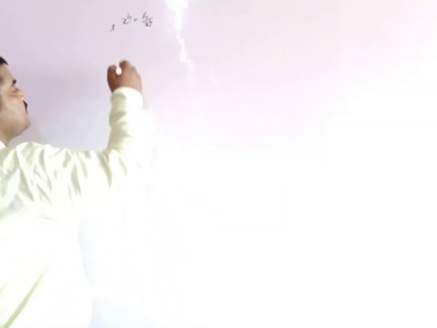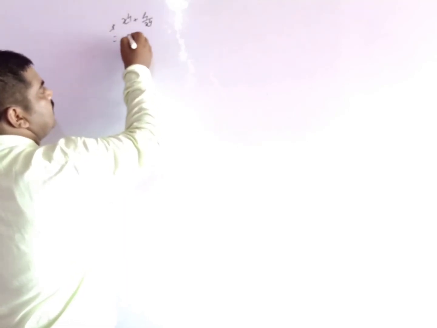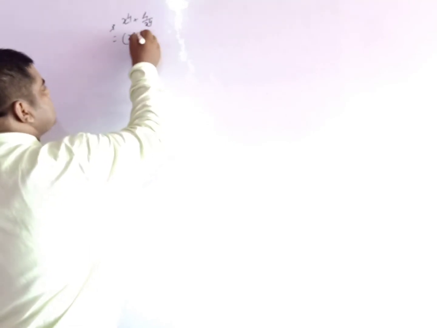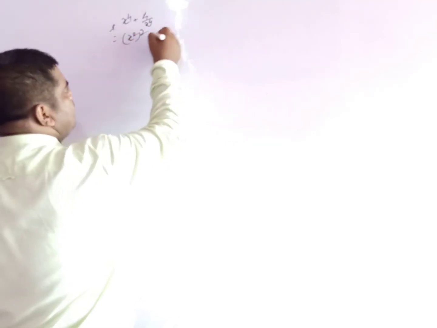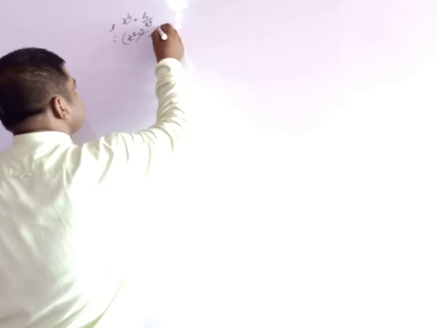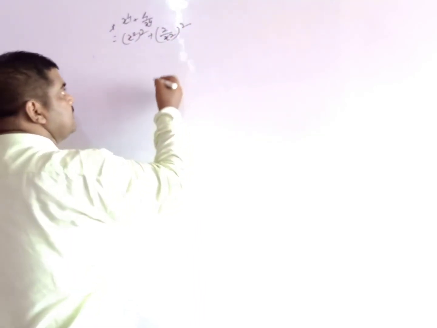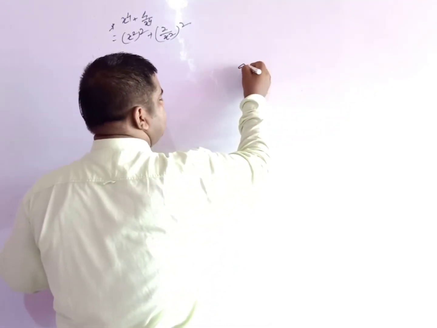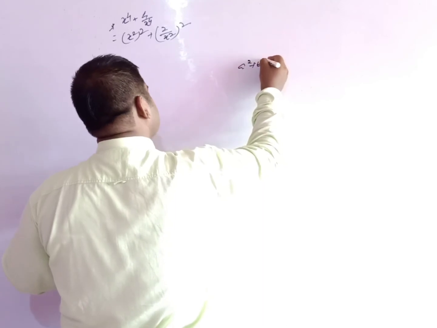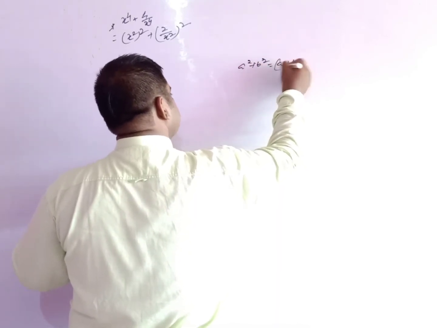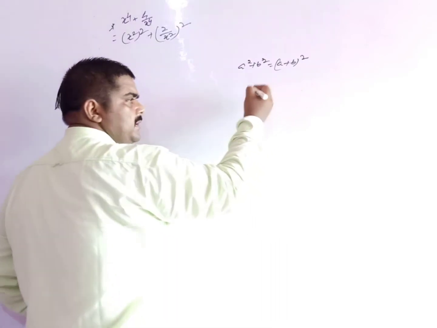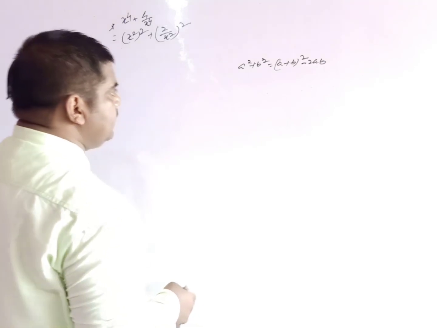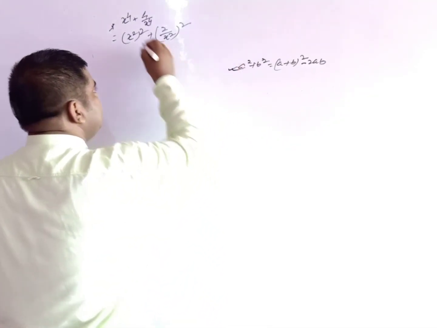My dear students, in this question you can solve by a different way. One of the ways that I am going to discuss: (x square) whole square plus (2 upon x square) whole square, and you can check that this is a square plus b square. And you know a formula that a square plus b square is equal to (a plus b) whole square minus 2ab. And you have to apply this formula in this question.